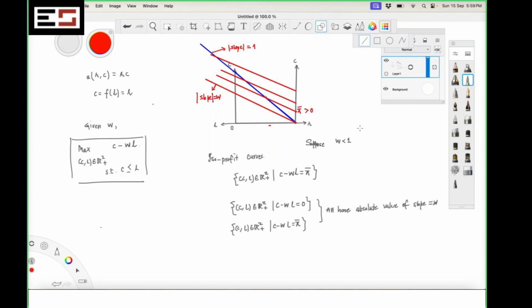Now the question is, does the solution to the profit maximization problem exist in this problem? When W is less than 1. Maximum L can be one only. I mean, this blue line. But remember, for the firm, this is not a constraint. Yeah, okay.